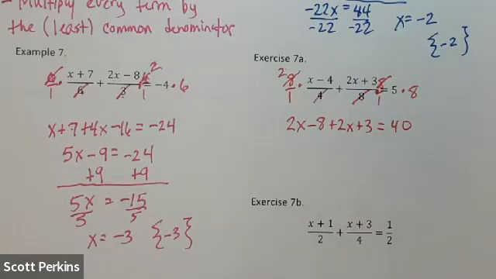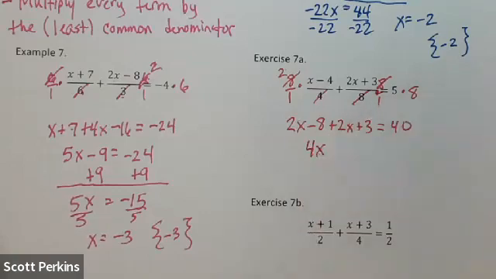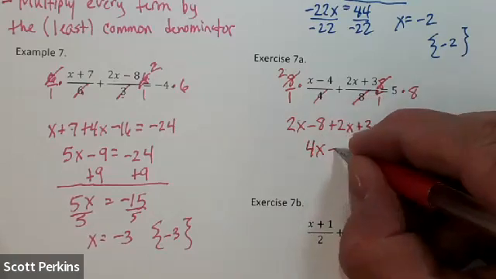I'm going to finish this up, and then what I'm going to ask you to do on the next problem, just to save ourselves a little time, because we've got 14 minutes left, I'm just going to have you clear the fractions on 7b. Okay, so here we go. 2x plus 2x is 4x. -8 plus 3 is -5.